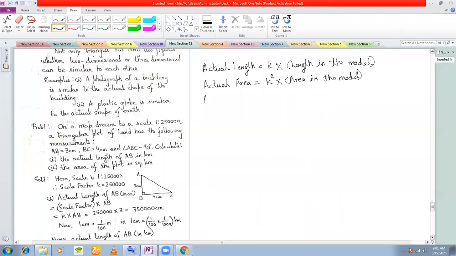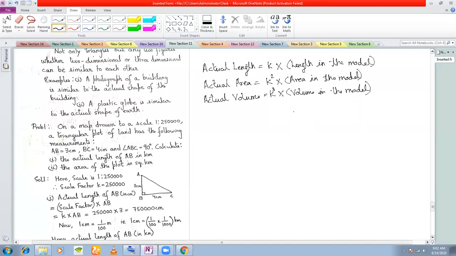and actual volume is k cube, cube of the scale factor, into volume in the model. Now let's see what a scale factor is.